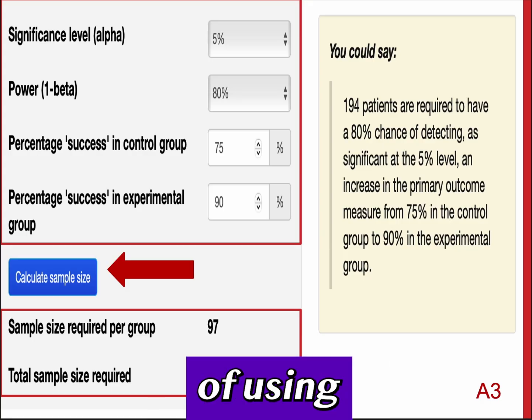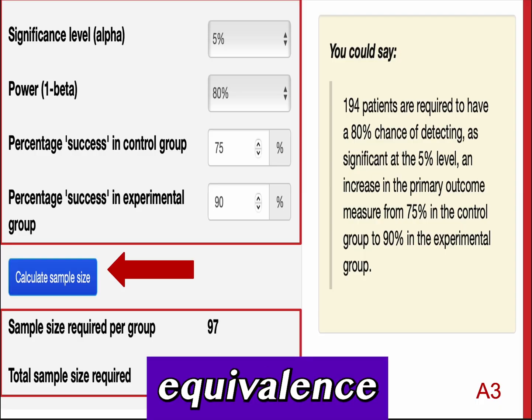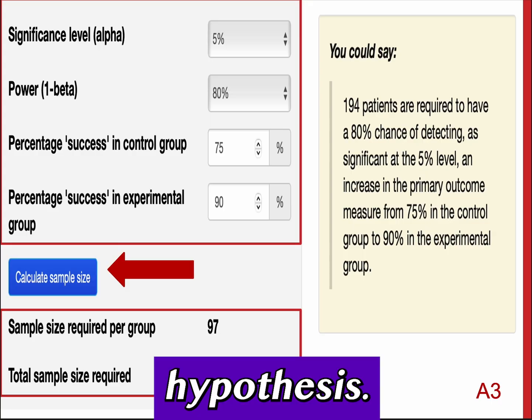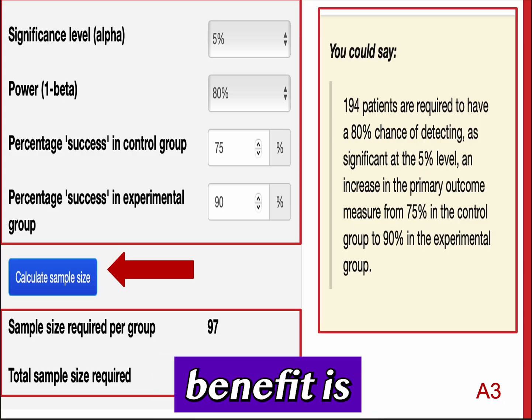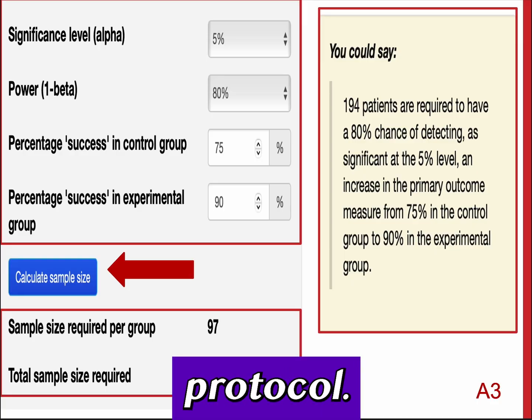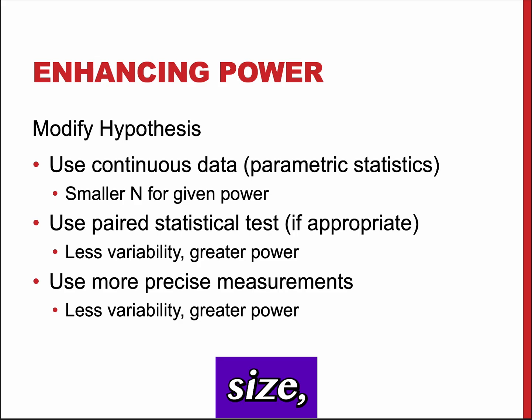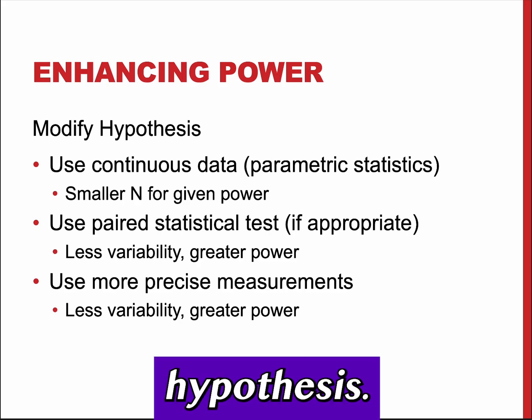One benefit of using sealedenvelope.com is that you can calculate sample size for a superiority, equivalence, and non-inferiority hypothesis. The second benefit is that it gives you a sentence to add to the statistical analysis section of your research protocol. If there is insufficient power or too large a sample size, consider modifying the hypothesis.